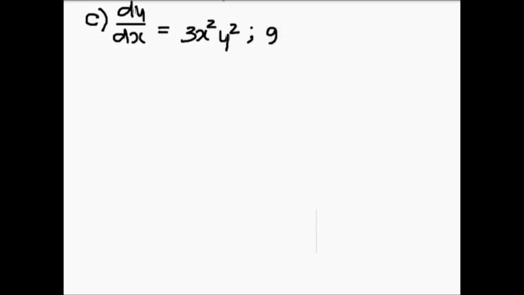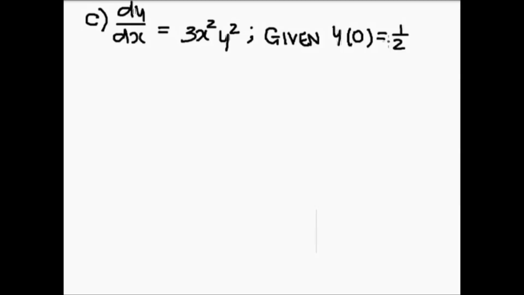So now let us take a look at example C. In this example, it will be slightly different. We have dy over dx equals 3x squared y squared, given a condition, which is y of 0 equals half. We can go ahead and identify this. Is it a separable equation? You realize that it's first order and there is a dependent and independent variable.